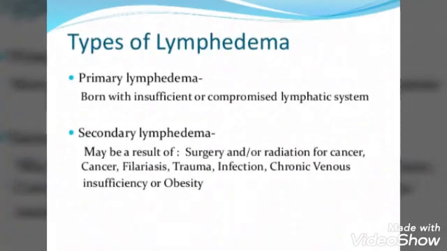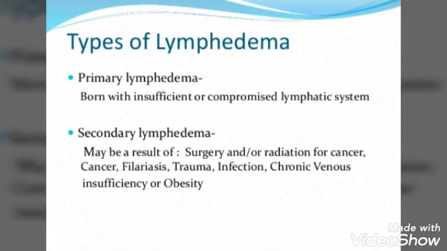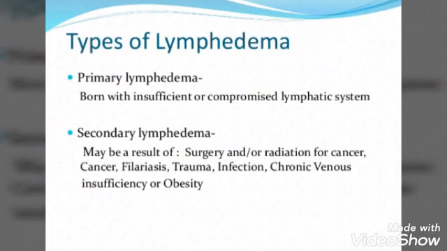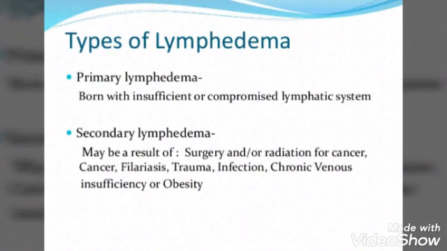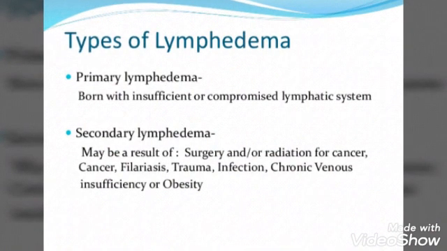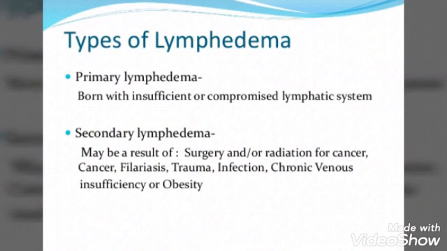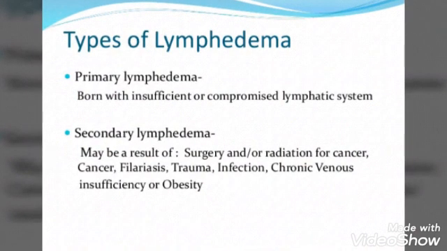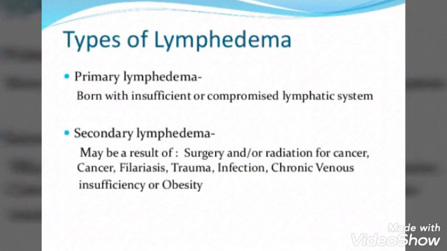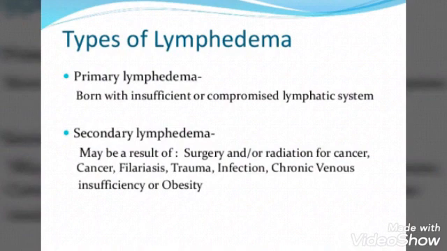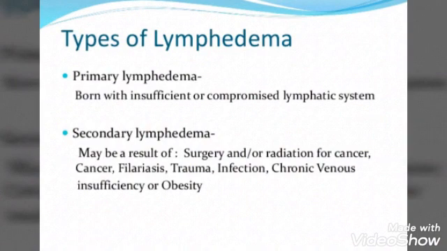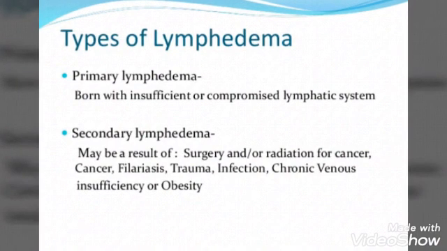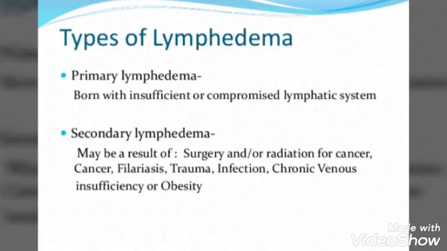Types of lymphedema: there are two types, primary lymphedema and secondary lymphedema. Primary means it occurs due to a failure of the lymphatic system. Secondary means it has secondary factors, like trauma or other disease conditions and so on. In primary lymphedema, the person is born with an insufficient or compromised lymphatic system, that is, some disturbance in the lymphatic system. Secondary lymphedema may be a result of surgery and/or radiation for cancer, then filariasis, trauma, infection, chronic venous insufficiency or obesity. So these are the secondary reasons that can lead to lymphedema.